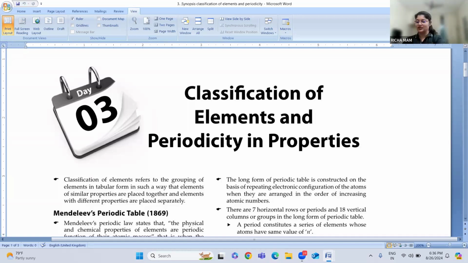Classification of elements and periodicity. This is the third chapter, from your PU1. We have seen some of the important notes in the previous class, the synopsis, and some of the important things in our last class. So today we are going to continue with the same.